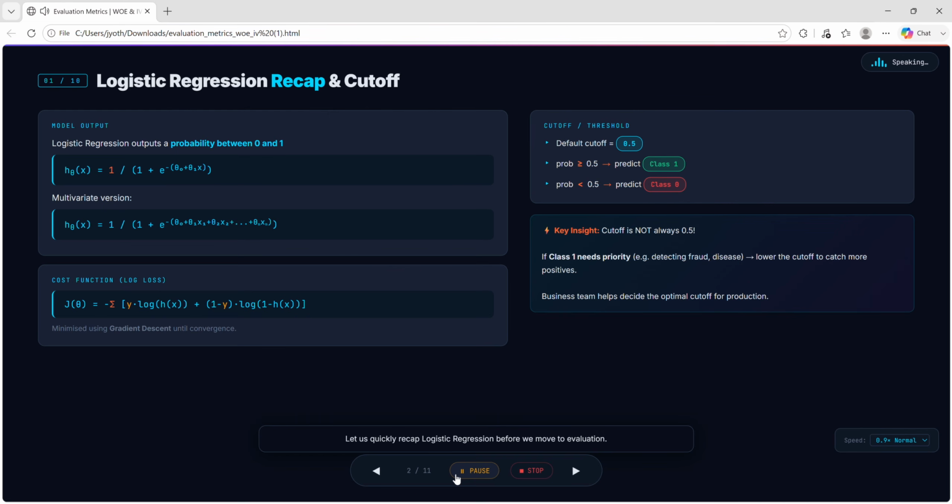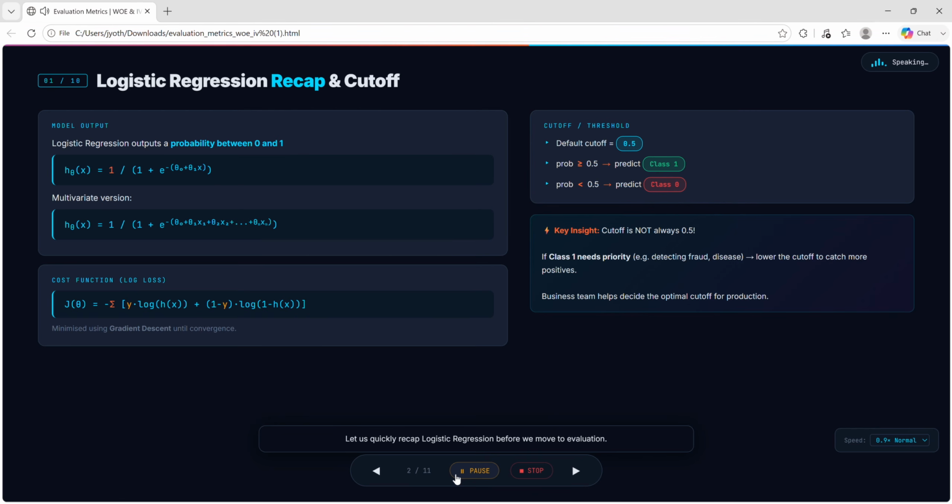Let us quickly recap logistic regression before we move to evaluation. The logistic regression model outputs a probability between 0 and 1 using the sigmoid function. The cost function is called log loss, and it is minimized using gradient descent. Now, the key point: once we have a probability, we need to make a class decision. By default, we use a cutoff of 0.5. If the probability is greater than or equal to 0.5, we predict class 1.